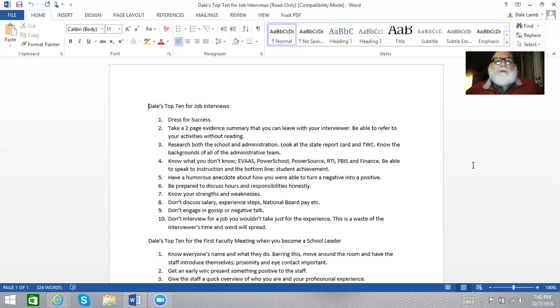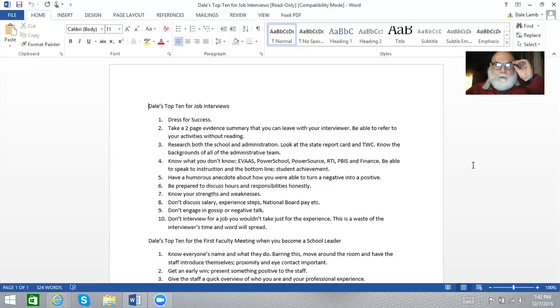Take a 2-page evidence summary with you that you can leave with your interviewer, and be able to refer to your activity without reading. That speaks to your evidence artifacts. They won't want to read all of them, but you should develop a 2-page summary. We have you write a summary of each of the 6 evidence artifacts that go into TaskStream. Take those 6 summaries and pare them down to 2 pages.